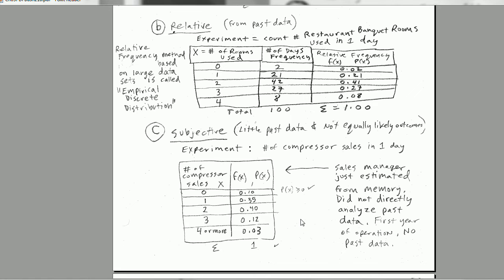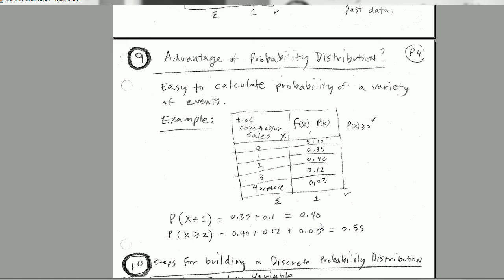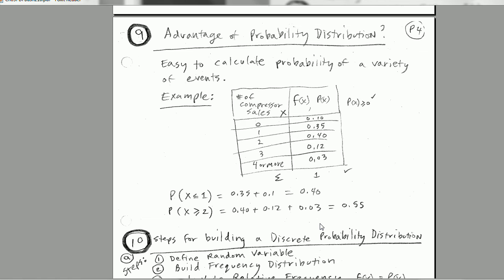Now, the big advantage of frequency distributions, as we've already mentioned in this video and last chapter, is that once you have a frequency distribution, it's easy to calculate the probability of a variety of events. So we could ask the probability that the number of compressors sold is less than or equal to 1. We simply look up here and add 0 and 1. The probability that we sell 2 or more compressors, we look up here and add 2, 3, and 4 or more.